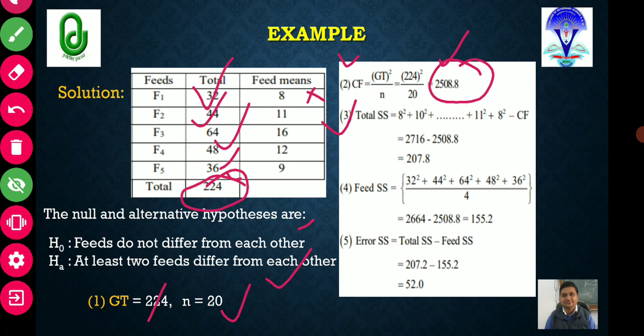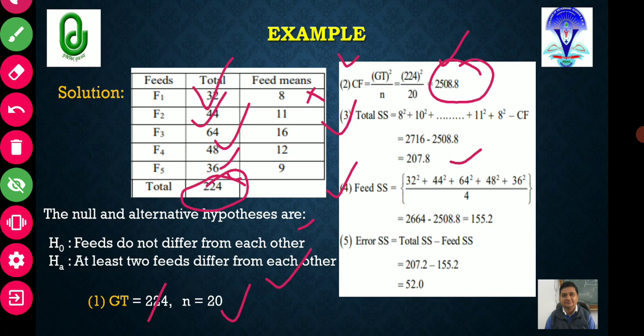Now similarly you have to calculate the total sum of square. What is total sum of square? Each observation should be squared and added, and it will be subtracted by the correction factor. So 8 square plus 10 square up to the last value, minus the correction factor. So you will get the total sum of square as 207.8.